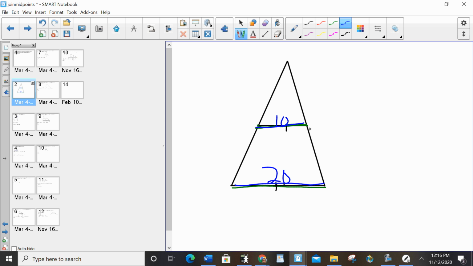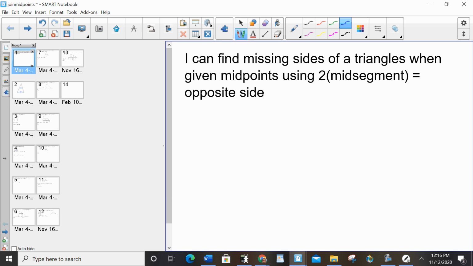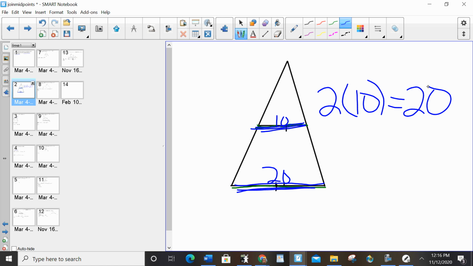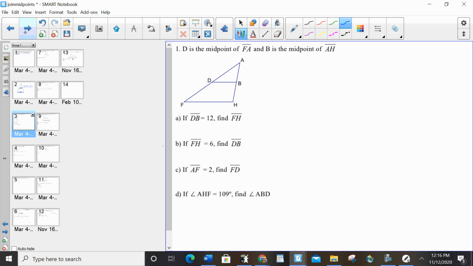The easiest way to use this in an algebra type question, which you're going to see, is the rule 2 times the midsegment equals the opposite side. What that means is, if I multiply 2 times the midsegment, it's equal to the opposite side. So once we get algebraic expressions, we're going to utilize that. So let's start going through some examples.